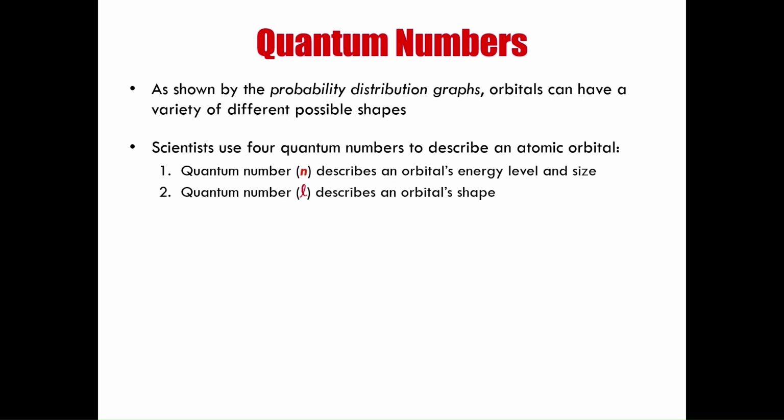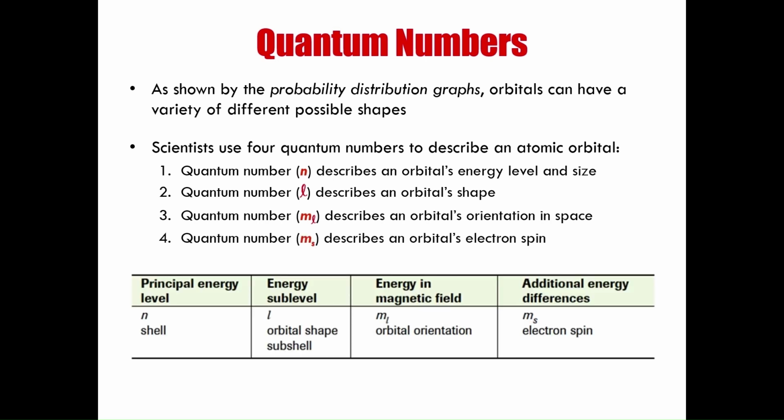The second quantum number, lowercase l, describes the orbital shape. So which particular shape are we identifying here? And as we know, there are different shapes, so which one have we picked out? The third quantum number is m lowercase l, and that describes the orbital's orientation in space. So is it on the x-axis, the y-axis, the z-axis? Which way is the orbital pointing? And the fourth quantum number, m subscript s, describes the orbital's electron spin. So in which direction is the electron spinning within that orbital? Now I know we haven't talked about electron spin yet, but it will be in the coming slides.